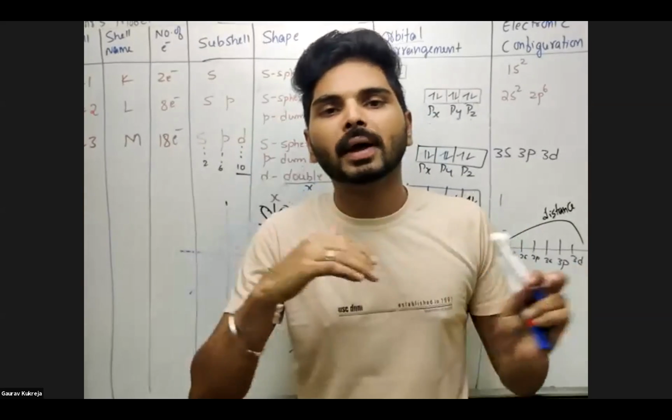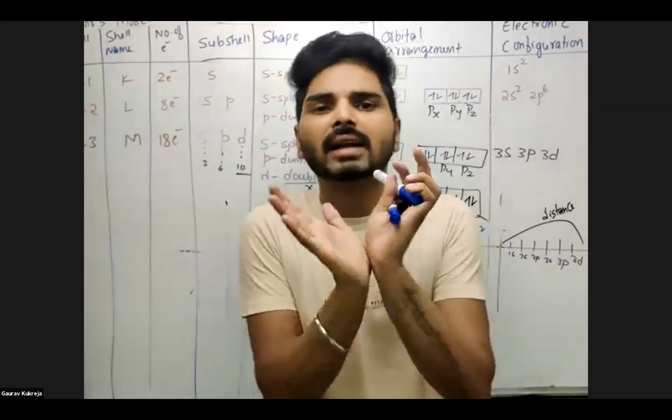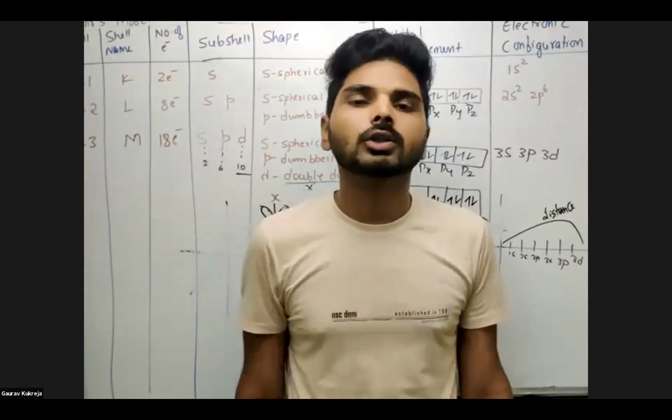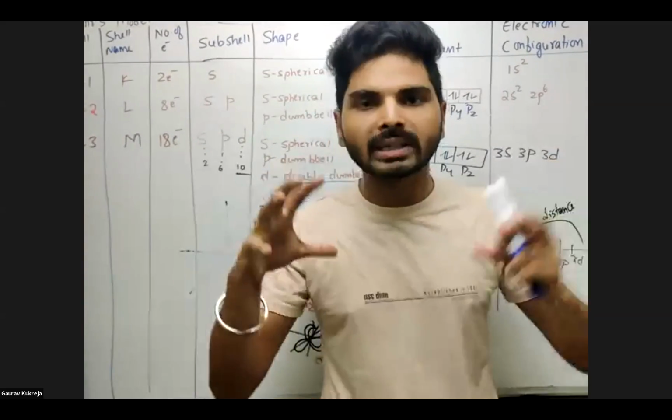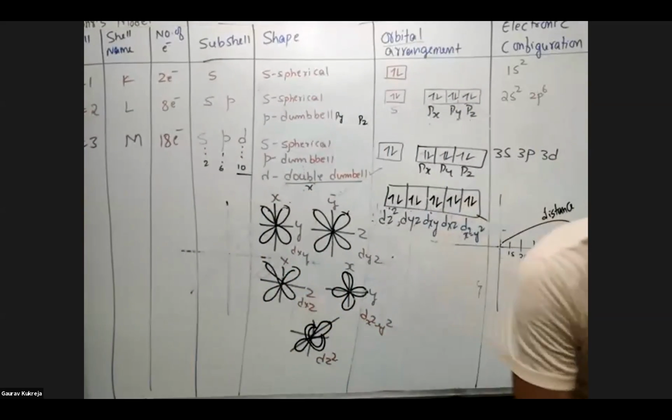XY plane, YZ plane, and YZ plane and XZ plane are 90 degrees different from each other. So you cannot expect any crowded stuff there. It looks like that, but 3-dimensionally they are far away from each other.